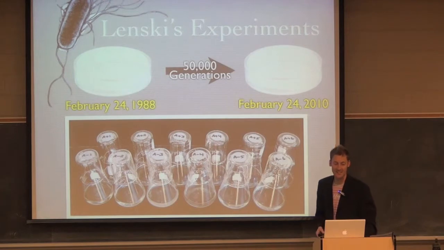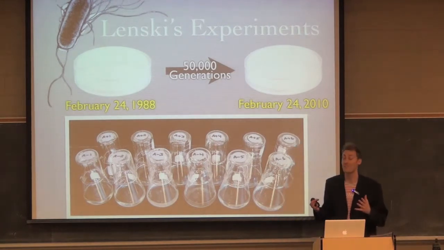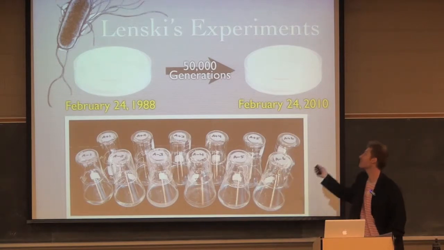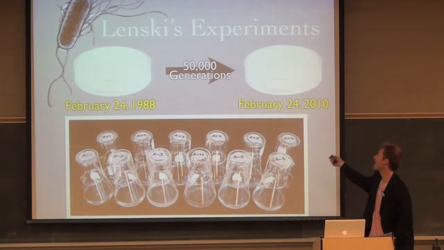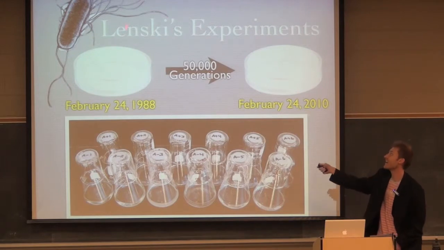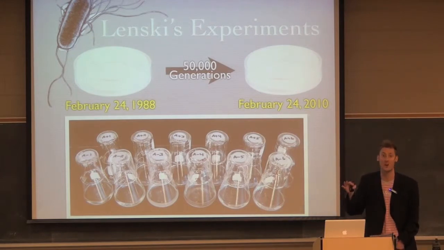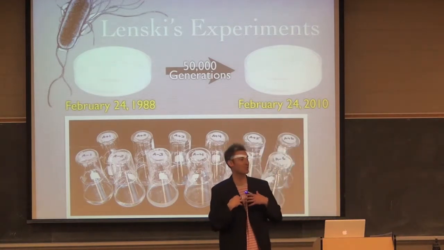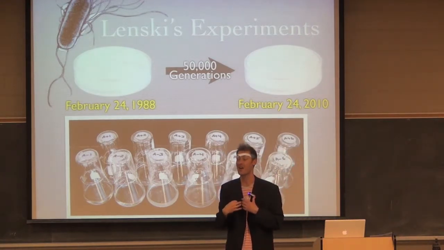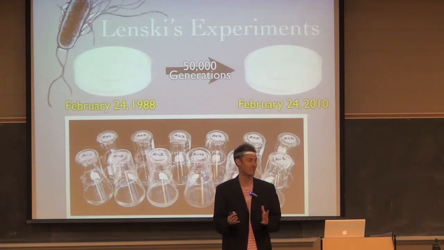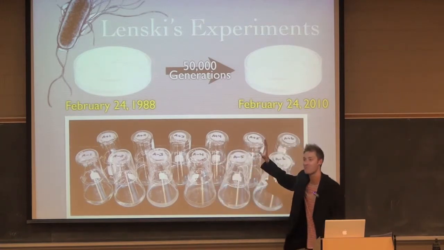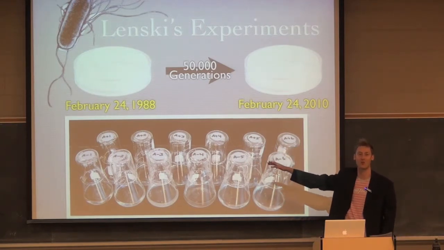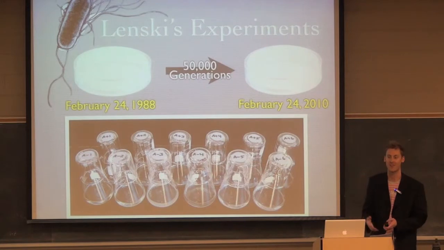Now, Richard Lenski has been doing a long-term evolution experiment. He started in 1988 with his bacteria. He's been growing them still till today, but as of 2010, he's had over 50,000 generations of bacteria. If we had 50,000 generations of human beings, that would be over 1 million years of human beings. So this is not a computer simulation. We're growing bacteria in the laboratory and seeing if they'll evolve, okay?